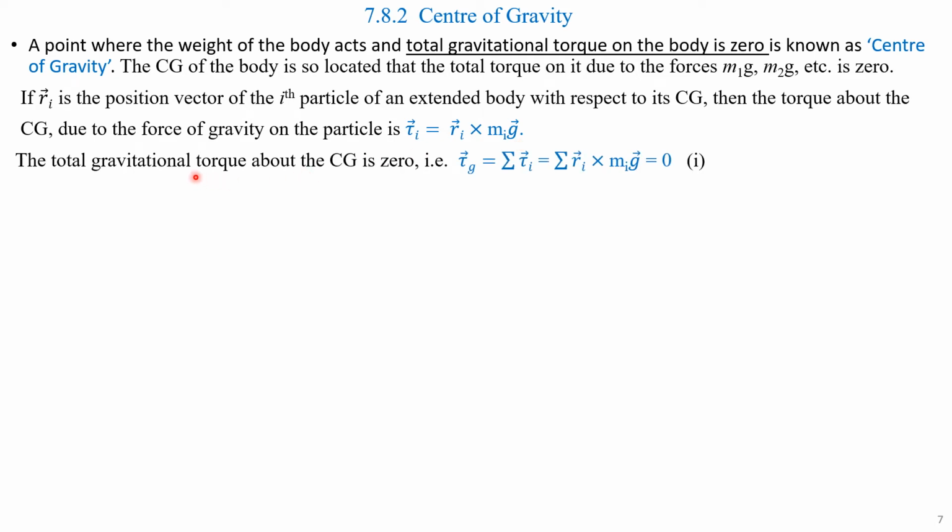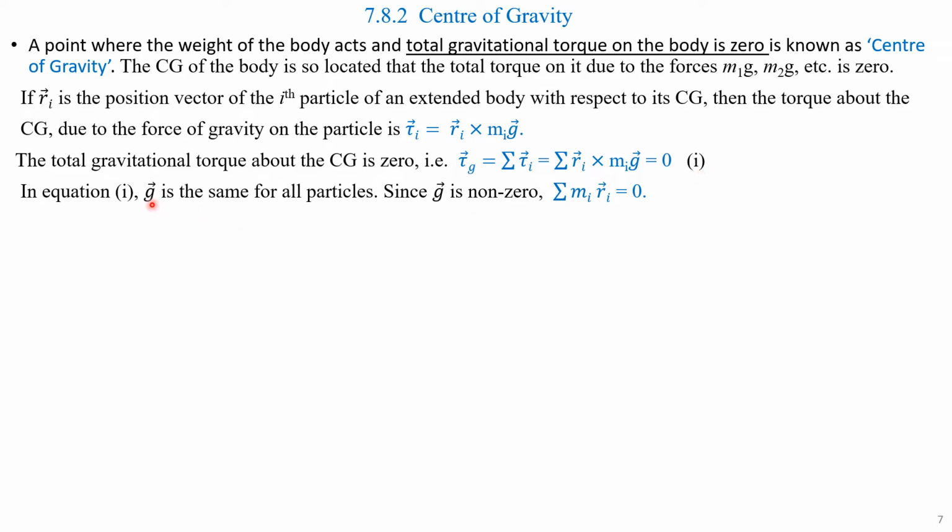The total gravitational torque about the center of gravity is zero. Therefore, the total gravitational torque, vector tau g, equals sigma tau i, that is sigma Ri cross mi g vector. This is the total torque. The condition for the center of gravity is that the total gravitational torque on the body should be zero. Therefore, we put it equal to zero. Let it be equation 1.